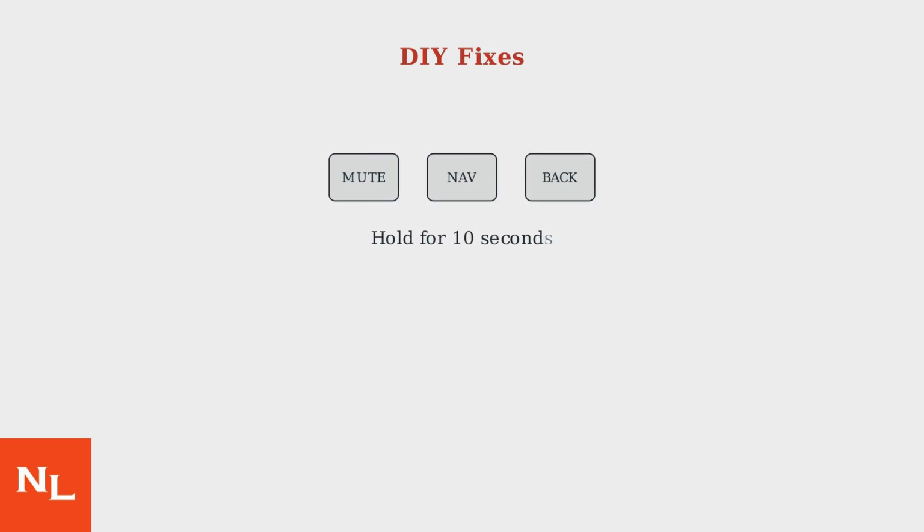Before seeking professional help, there are several DIY fixes you can try to resolve your Mazda 3 infotainment issues. These solutions are arranged from simplest to most complex. The first and easiest fix is a soft reset. Hold down 3 buttons simultaneously: mute, nav, and back, for exactly 10 seconds. This forces the system to restart and resolves about 60 to 70% of temporary freezing issues.